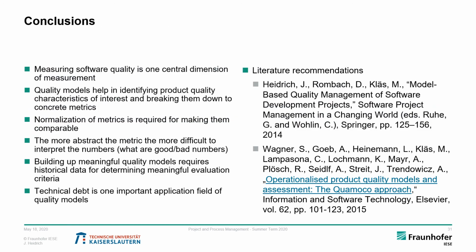So, conclusions. I hope you've seen measuring software quality is a central dimension of measurement. It's a key application field of measurement. The quality models help us to really break it down to something that is measurable. So they help in identifying, first of all, what quality we are interested in. There are many different aspects, and we need to focus on some of them.